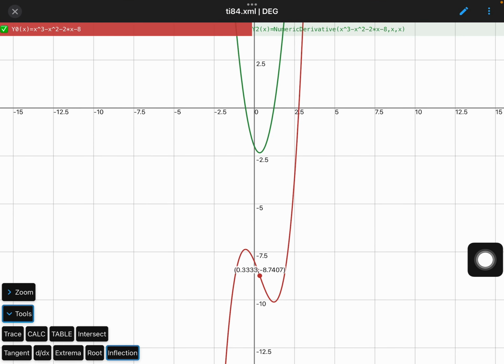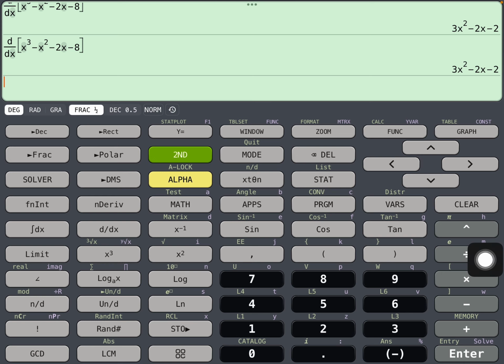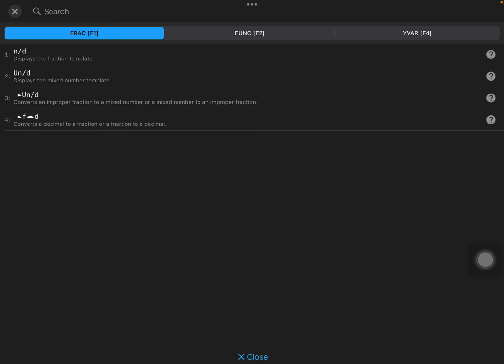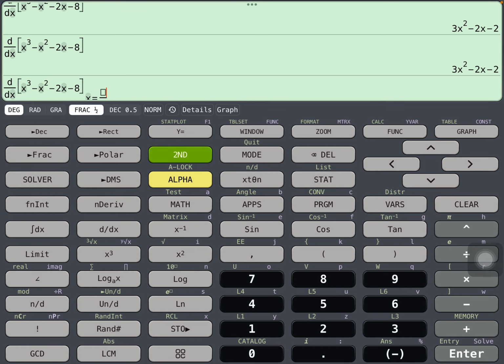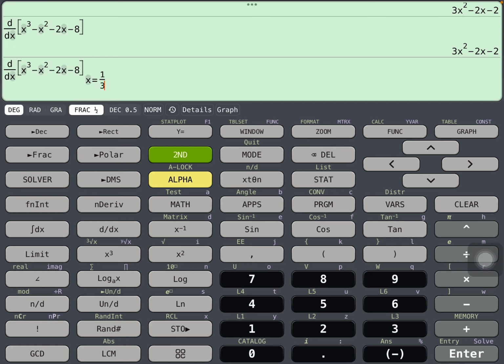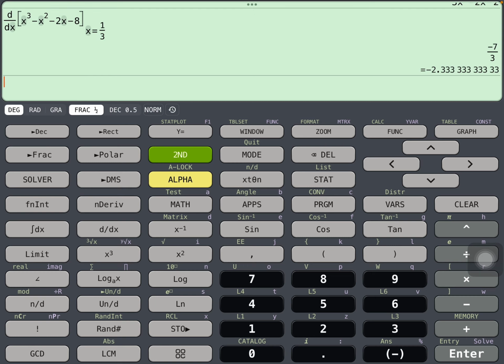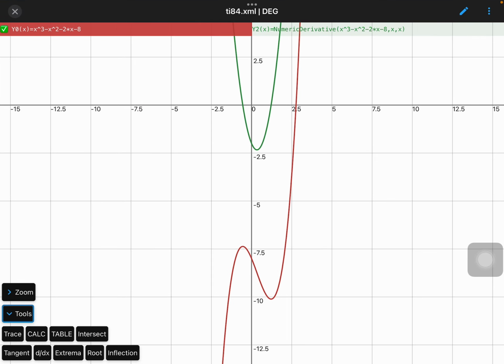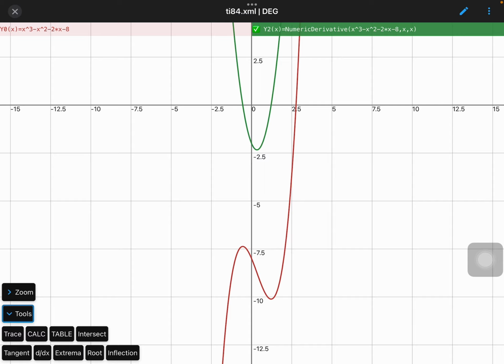If we wanted to figure that out numerically, we'll go math, and then the nth derivative. And we've got x cubed minus x squared minus 2x minus 8, and that was where x equals 1/3. Remember alpha y equals will let us input fractions, and we got 1/3, and indeed we get -2 and 1/3. And then back on the graph, -2 and 1/3 is the trough or the extrema here on our first derivative.